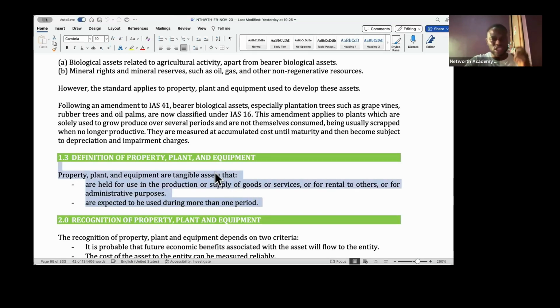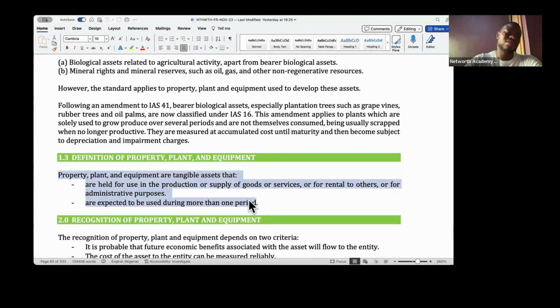You need to know that PPE is a tangible asset. You need to know that it is held for use. You need to know those uses: production of goods, rentals to others, administrative purposes, and most importantly, you need to know that it must be held for more than 1 year. You're expected to use it for more than one period. Okay, so that's the definition of PPE.